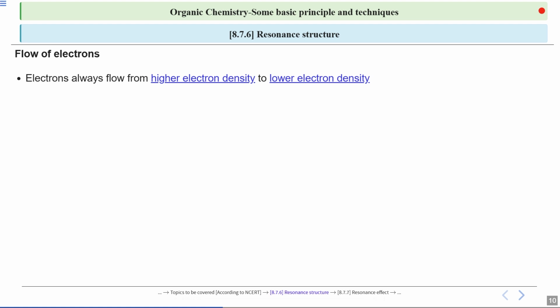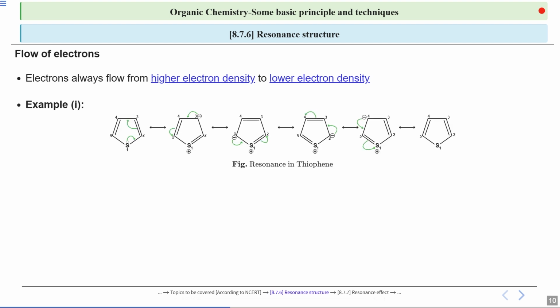Now in doing so, remember one very important line. Electrons will always flow from a region of higher electron density to a region of lower electron density. For example, if we take a heterocyclic aromatic compound, which is a 5-membered ring containing 4 carbon and 1 sulfur, the electrons are moving on from the sulfur, that is the lone pair, and it is moving throughout the ring, and at last it is coming onto the ring.